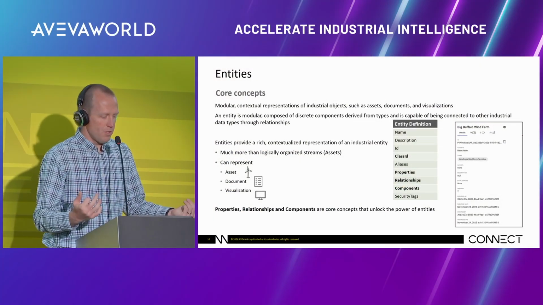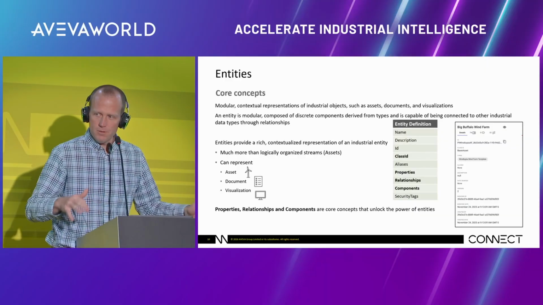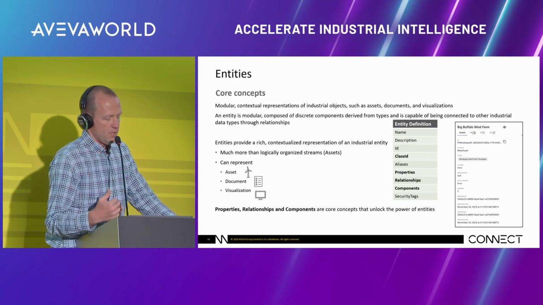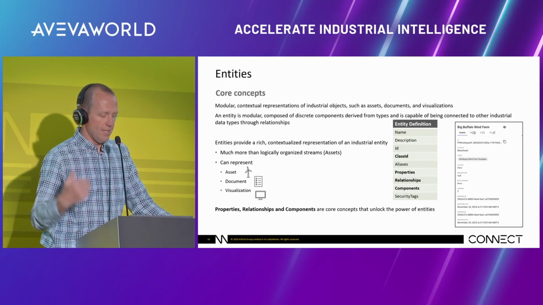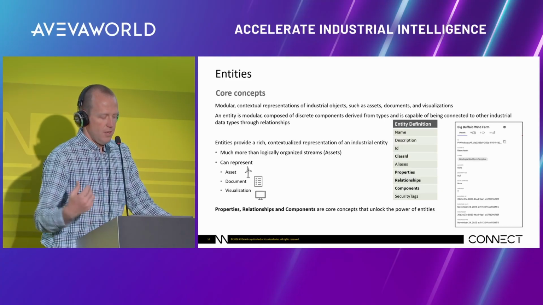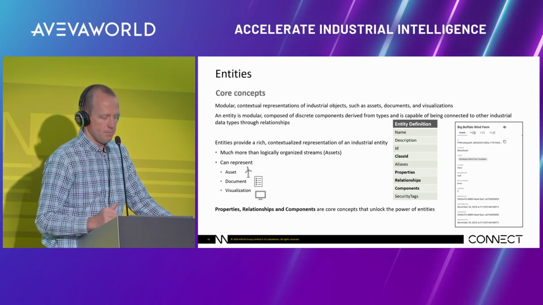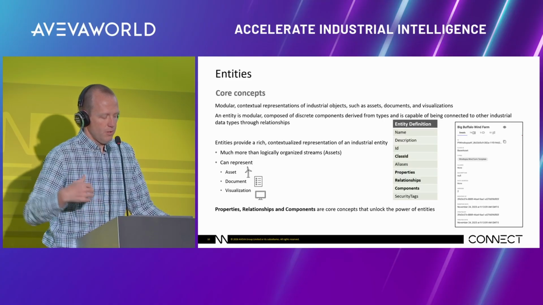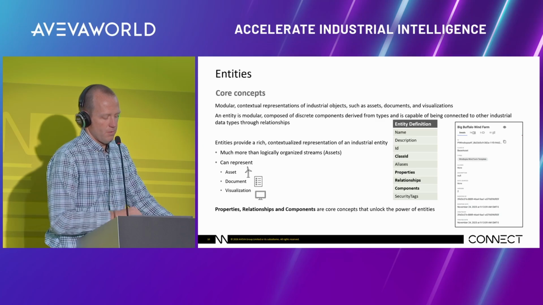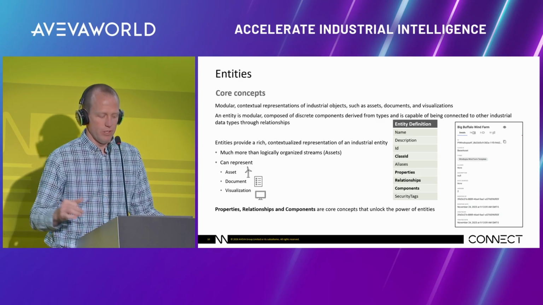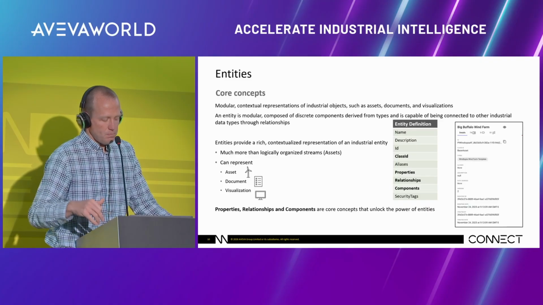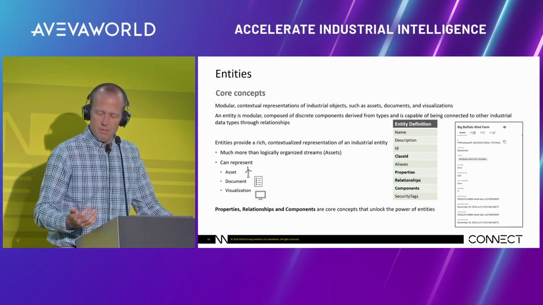So we're going to get a little bit technical. Hopefully that's good for this crowd. But entities are a modular contextual representation of industrial objects. Entities can be lots of different things, including assets, documents, and visualizations. Entities are composed of discrete components derived from types and are capable of being connected to other industrial data types through relationships.